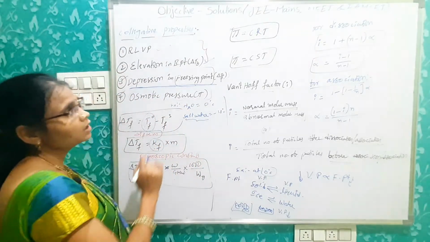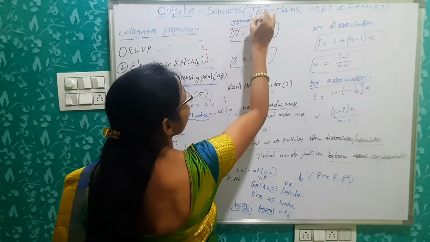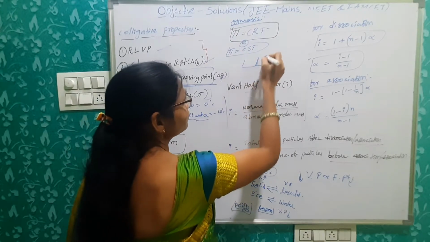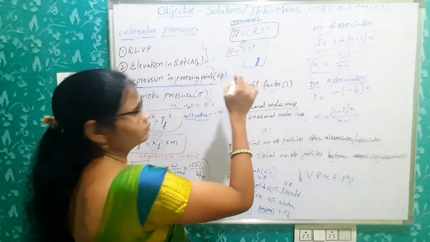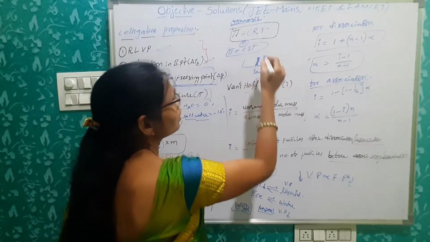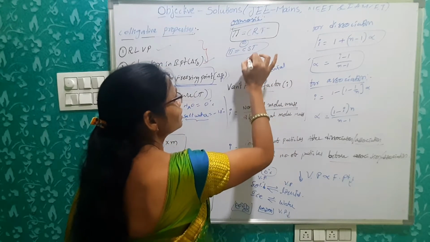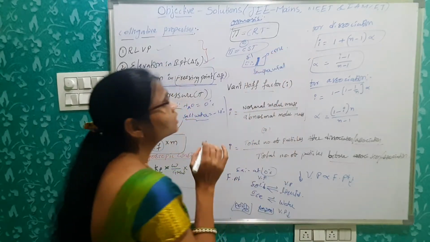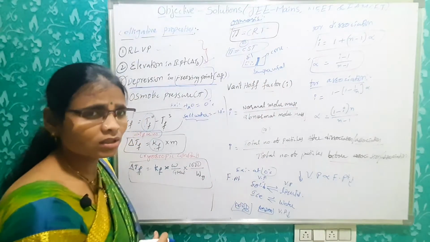Now osmotic pressure. Before going to that, what is osmosis? Osmosis means inflow of solvent molecules from dilute solution to concentrated solution through a semi-permeable membrane. This process is called osmosis. Suppose this is a dilute solution and this is a concentrated solution. This process will take place until both concentrations become equal.